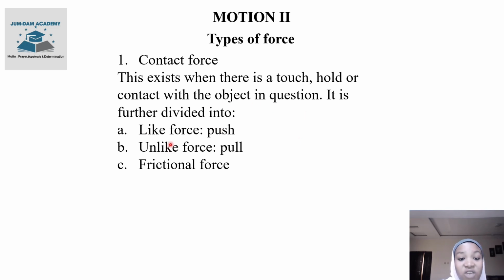And this contact force is divided into three. We have like force, which is push. Like I said, pushing a table, you are directly touching the table, that is contact force. Unlike force, which is pull. For example, you are pulling the same table you've pushed. Maybe you pushed it forward. Push is a forward movement, pull is a backward movement, so they are opposite. Then we have frictional force. We will see what is frictional force very soon.